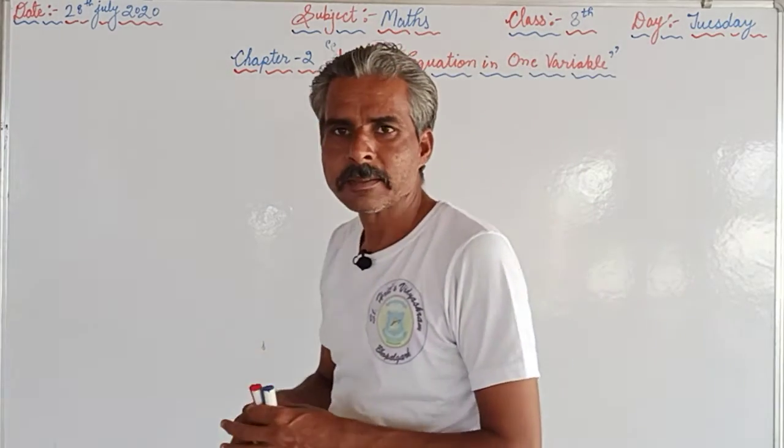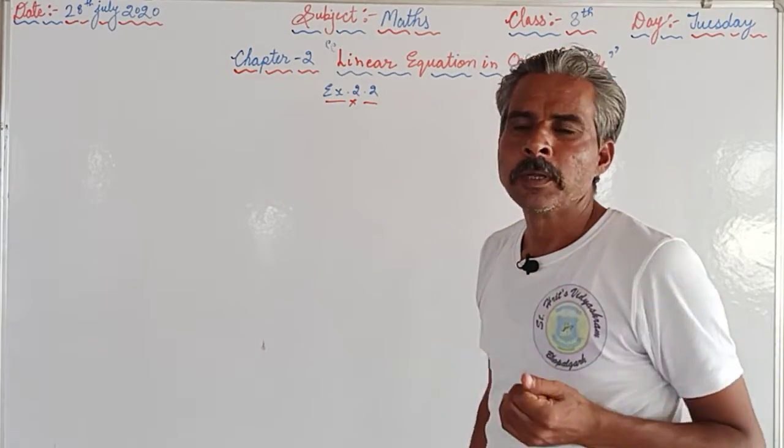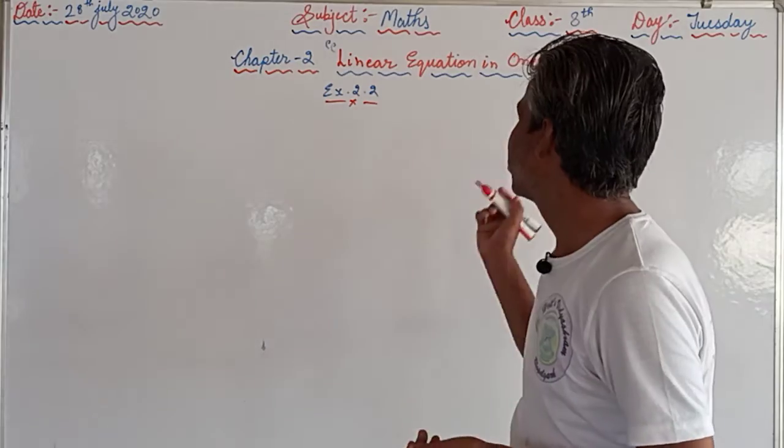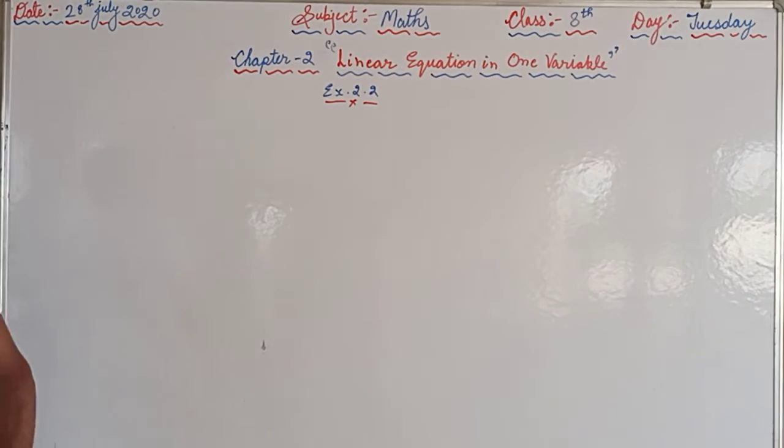This video is for class 8 and the subject is maths, and we are proceeding with chapter number 2, and the name of the chapter is linear equation in one variable. We have already started exercise 2.2 and we have discussed some of the questions. Up to question number 6 we have already completed.